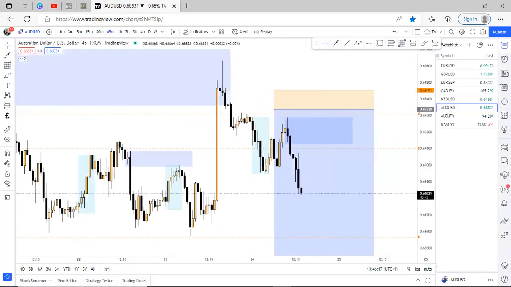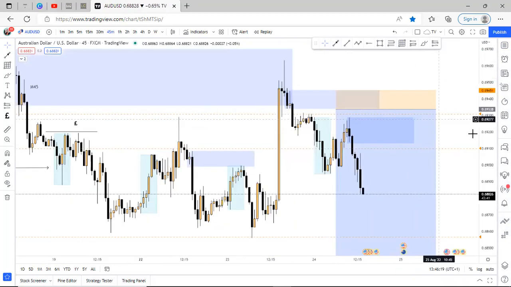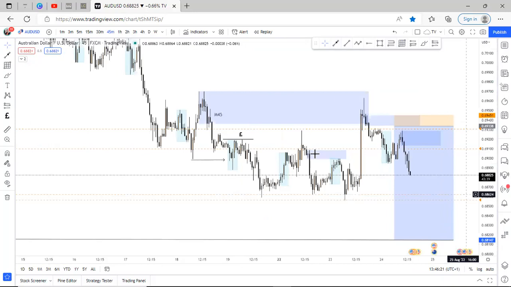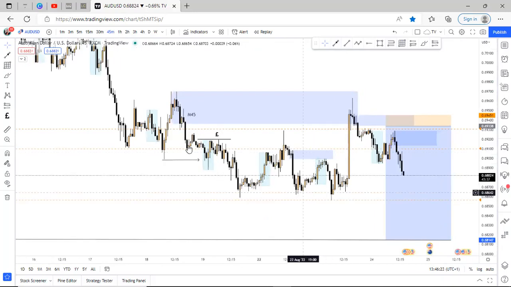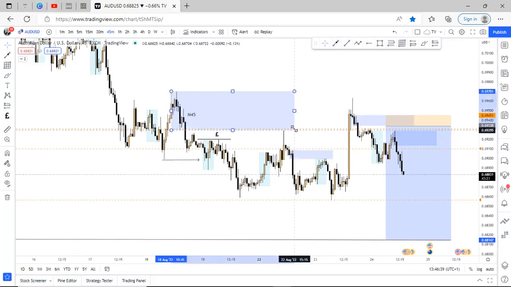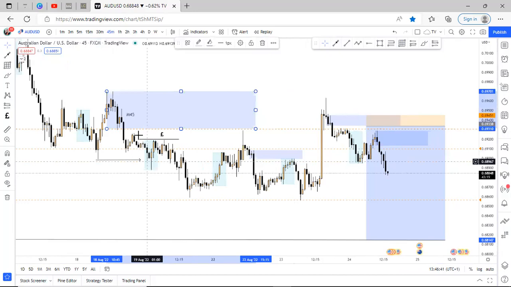AUD USD, the same thing, just like NZD USD. Okay, this week I missed my entry on AUD USD. I missed my entry because price didn't get into my point of interest. I had this point of interest right here, or right here. You can see we had a break of structure. We had this liquidity to be cleared right here.